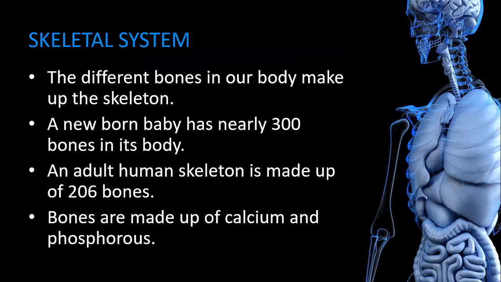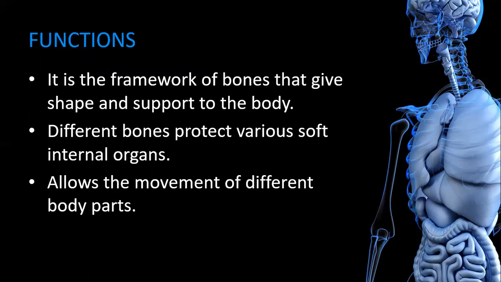Skeletal system forms the basic framework of our human body and is made up of bones. This framework of bones is called as skeletons. A newborn baby has nearly 300 bones in its body. But as it grows up, the bones fuse together and hence reduce in number. Thus, an adult human skeleton is made up of 206 bones. Bones are rich in calcium and phosphorus.